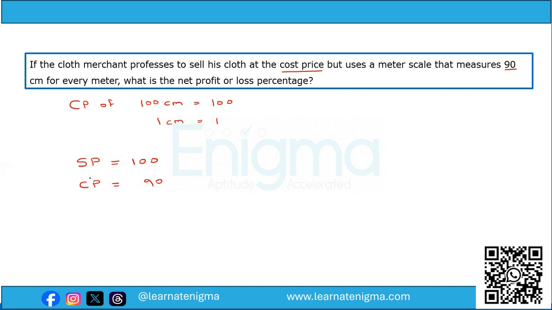So from this, you can see that for 90 centimeter cloth, the shopkeeper's cost price is 90 rupees, but he's selling it at rupees 100. So that means he is getting a profit of rupees 10. So profit percentage, as the formula states, profit upon CP into 100. So this becomes 10 upon 90 into 100. That is 1 by 9. So answer comes out to be 11.11 percentage profit.